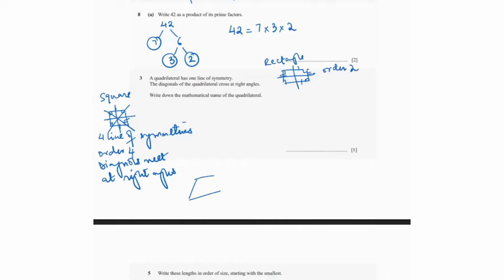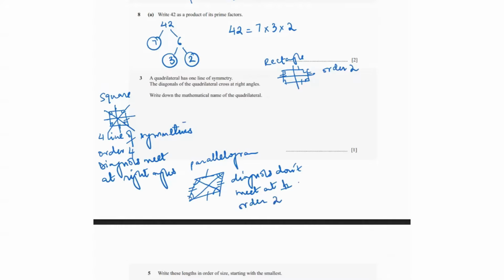In a parallelogram, opposite sides are equal. So that's the same as your rectangle. Opposite angles are equal. Parallelogram. Your diagonals don't meet at right angles. This is a right angle symbol. But opposite lengths are equal, opposite angles are equal. So for this, your rotational symmetry is going to be order 2 again.